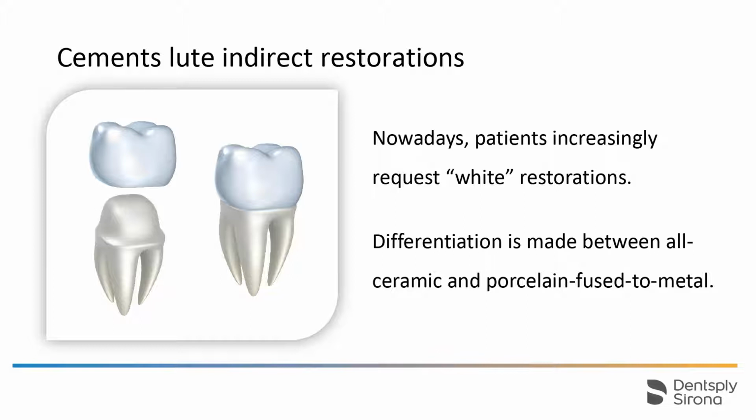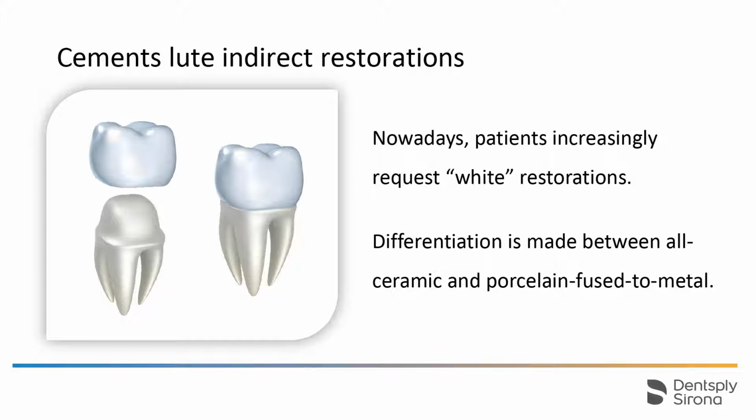Differentiation is made between all ceramic and porcelain fused to metal, which means restorations where porcelain is added to a metal base. Porcelain veneered restorations, particularly all ceramic restorations, integrate very effectively in the surrounding dental arch and are therefore vastly superior to metal restorations with regard to the aesthetics. With all ceramic restorations, the cement used can have an effect on the overall aesthetic result, as the color of the cement can be seen through the ceramic.